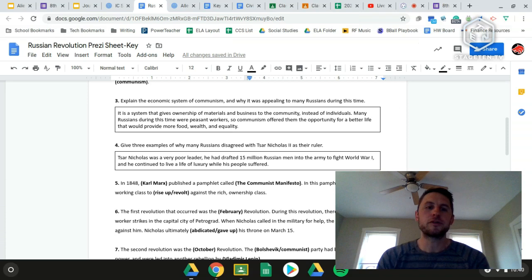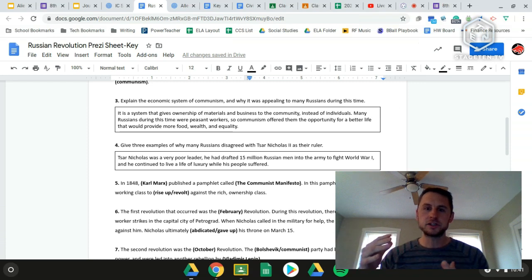Then number 3, explain communism and why it was appealing. So communism, we talked about this with one of our word roots, con, with or together. Communism comes from the same word root as community, and it's a system where materials and business are owned by the community at large as opposed to individuals.